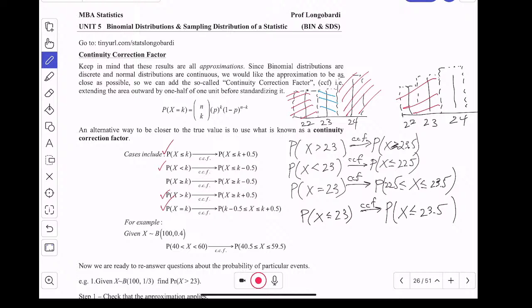And we have one more to do. What about x greater than or equal to 23? That would be all of this. So I'd have to go backwards. Greater than or equal to 22.5 to include the 23rd bar.